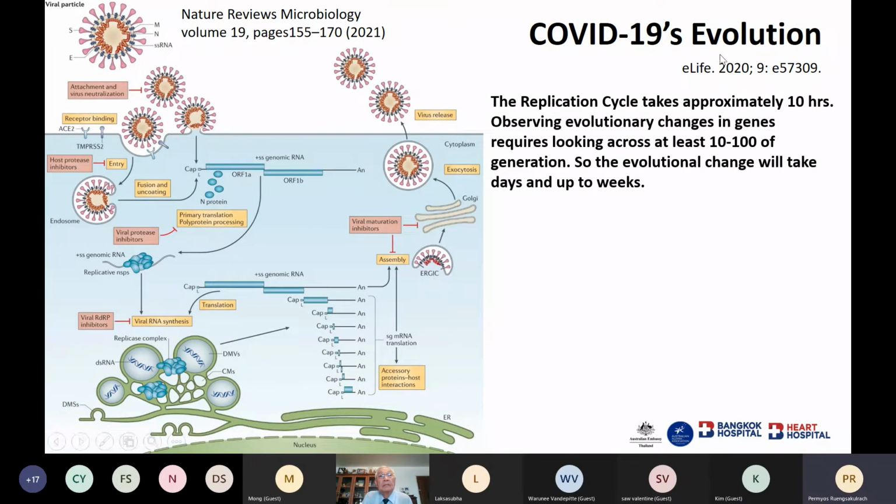The replication cycle takes about 10 hours. Observing evolutionary change in the gene requires looking across at least 10 to 100 generations. So the evolution of the virus can take about a day up to weeks. Okay, so a virus can mutate and change its protein, and some variants will survive, like Omicron.